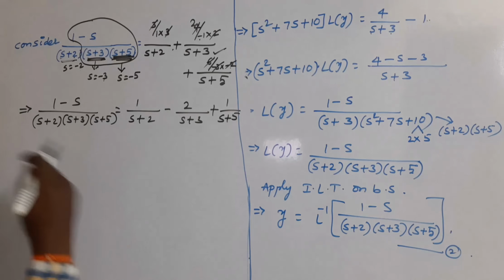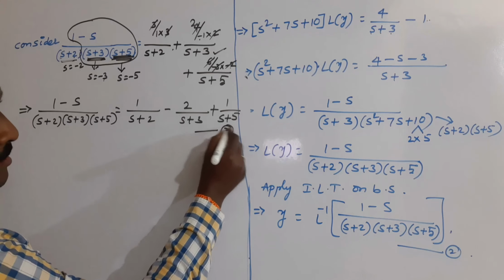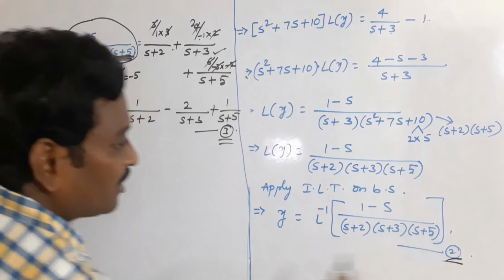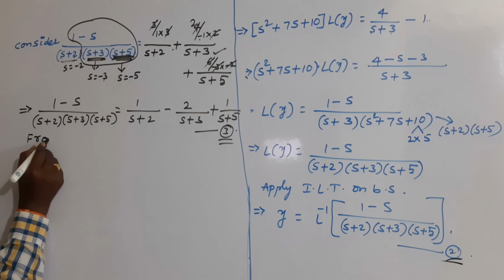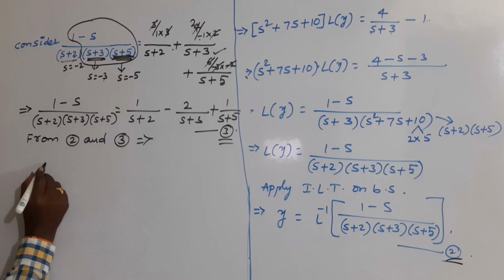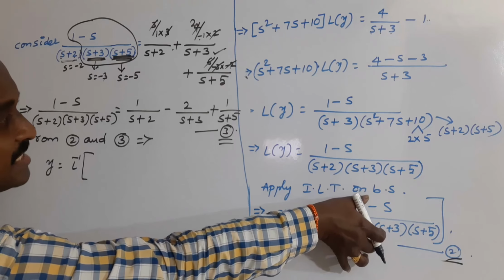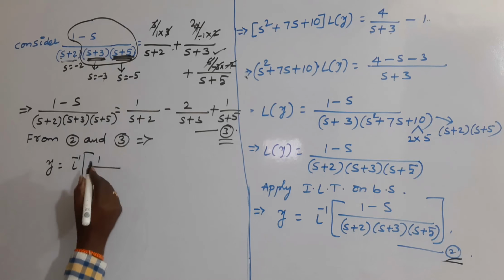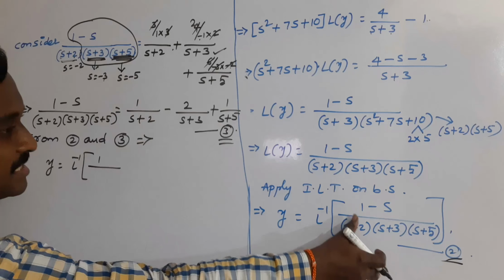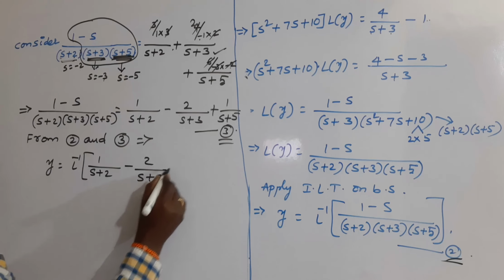In this way we can easily obtain the partial fractions without taking the notations capital A, capital B, capital C. Okay. Now see 2 and 3. From 2 and 3, you will get y is equal to L inverse of this function. This is nothing but this one. From equation number 3, replace this 3 in this one. So 1 by S plus 2 minus 2 by S plus 3 plus 1 by S plus 5.